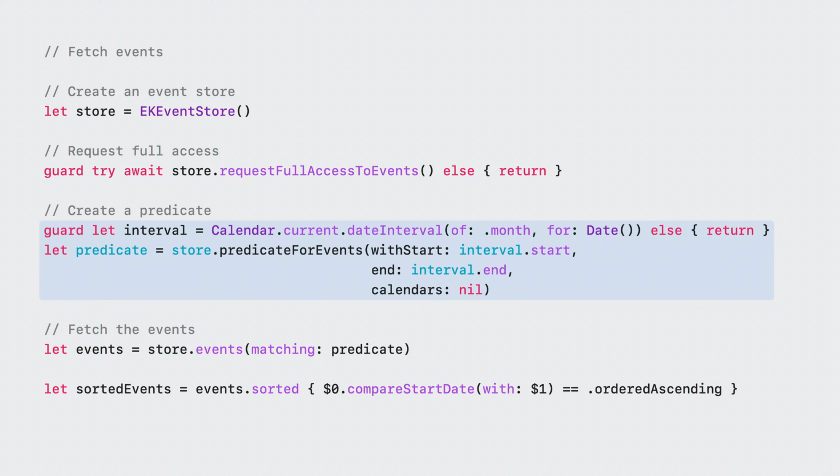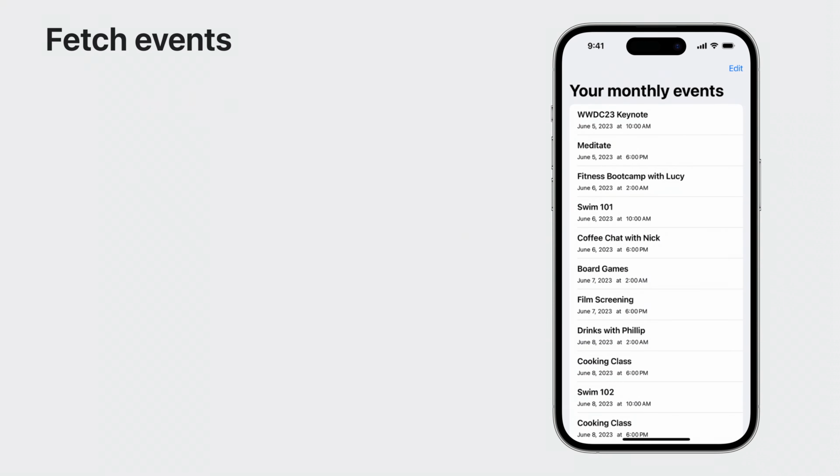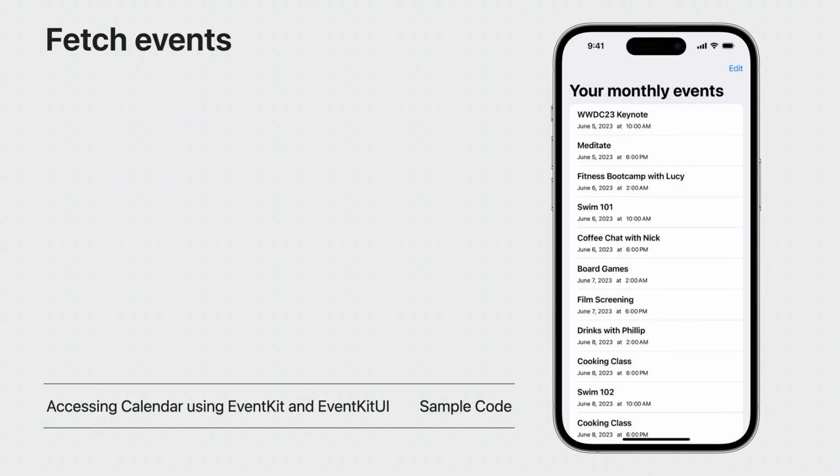If the calendar's argument is left nil, the results will include events from all calendars. Finally, fetch the events by passing the predicate to the event store's events matching method, which returns an array of matching events. The events in this array are not necessarily ordered, so sort the results if needed. If you want to play around with a full example of fetching events, then check out the monthly events target in the Accessing Calendar using EventKit and EventKit UI sample project.